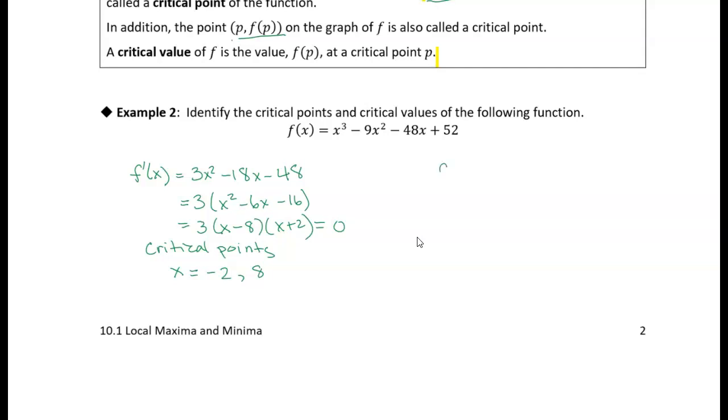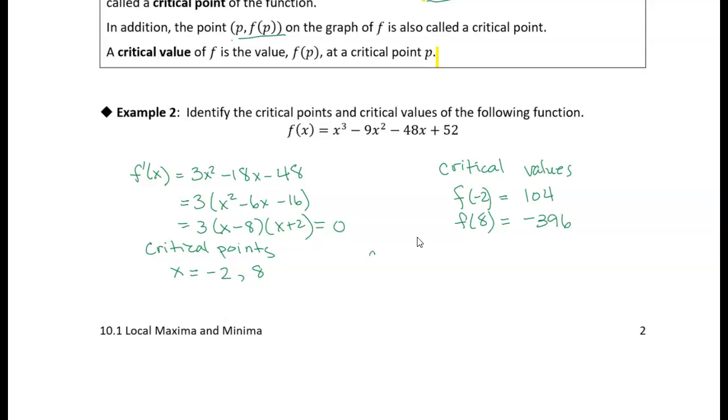Now our critical values are the values of the function at those points. Critical values, okay, we're just going to put those numbers into the function. Now if I put in negative 2, so negative 2 cubed minus 9 times negative 2 squared, when I do that, I'm just going to do that at my calculator. I got 104. Okay, and when I evaluate the function at 8, I get negative 396. Okay, so those are our critical values.